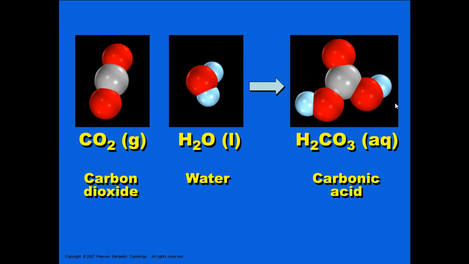Let's look at maybe how acid rain might form. Here's another version of acid rain that we hear about all the time. We talk about carbon dioxide. Carbon dioxide is a gas at room temperature, and water is a liquid at room temperature. And the water and the carbon dioxide can actually combine chemically to form carbonic acid. It is a weak acid.